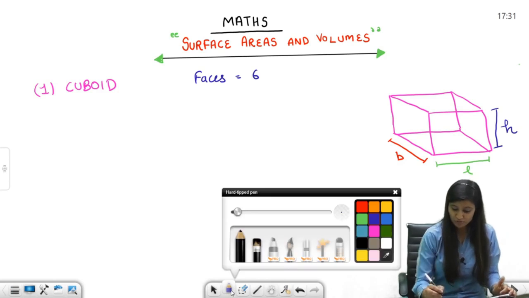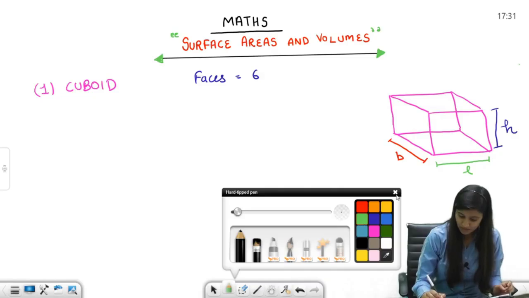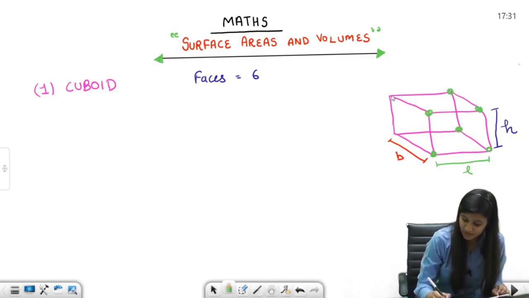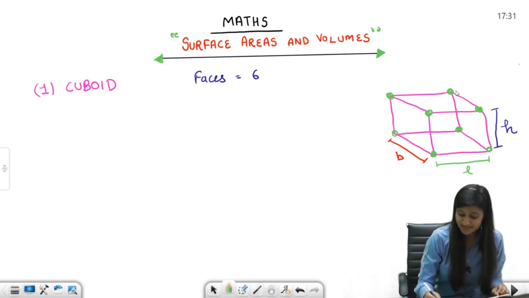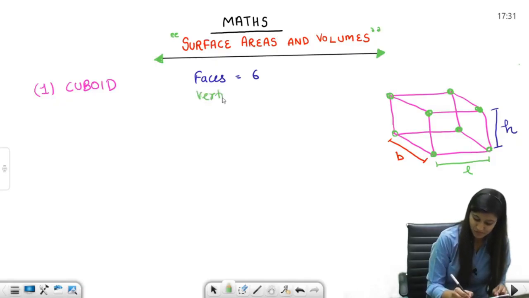Now if we talk about the vertices, what are vertices? These are vertices. Can you look? These are vertices. How many vertices? This will come out to be 1, 2, 3, 4, 5, 6, 7, 8. 8 vertices. The number of vertices comes out to be 8.